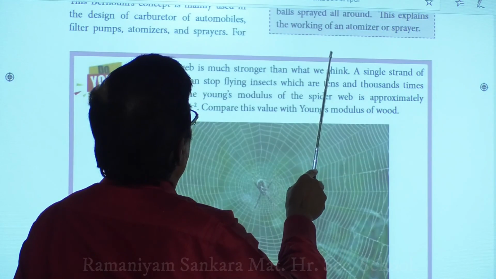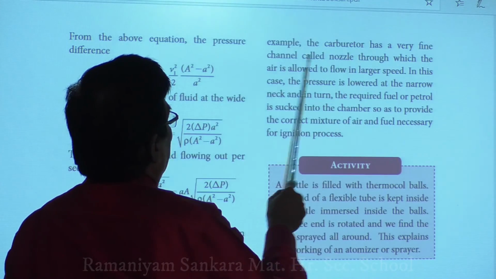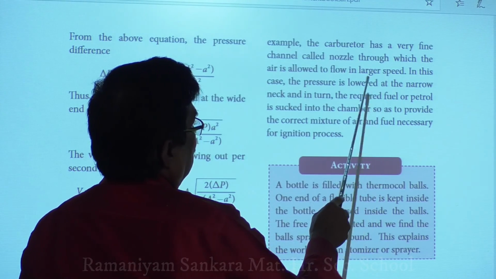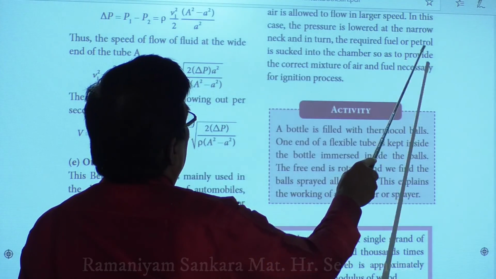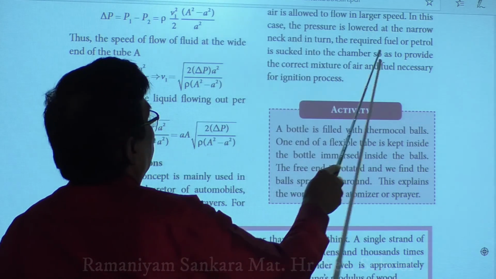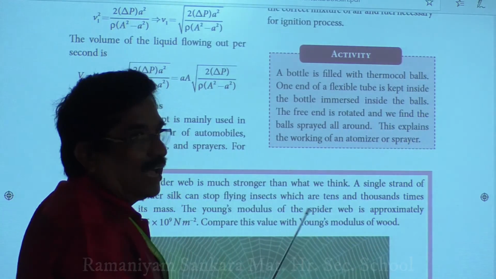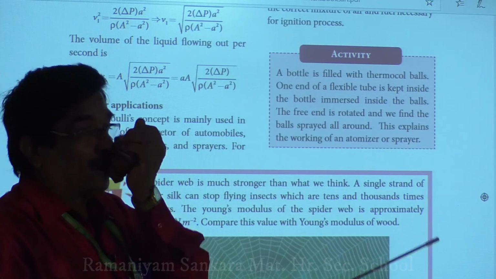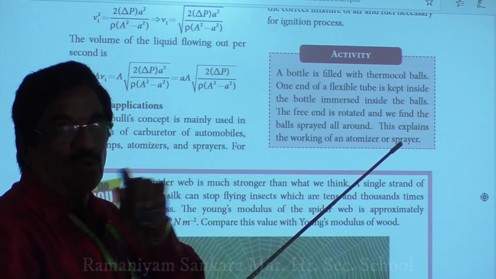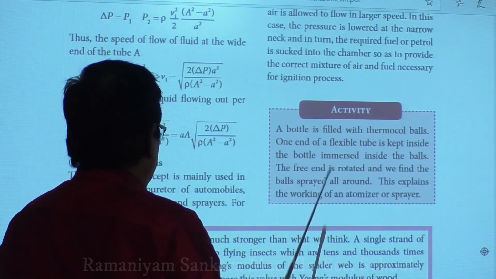Sprayers, for example, and the carburetor. The carburetor in all automobiles has a very fine channel called a nozzle through which the air is allowed to flow at larger speed. In this case the pressure is lowered at the narrow neck. You have seen the carburetor with a small tube, and the required fuel or petrol is sucked into the chamber so as to provide the correct mixture of air and fuel. Fuel needs air to burn; only fuel cannot be burnt quickly without the air. So the carburetor helps in sucking the air, and the necessary ignition process follows.